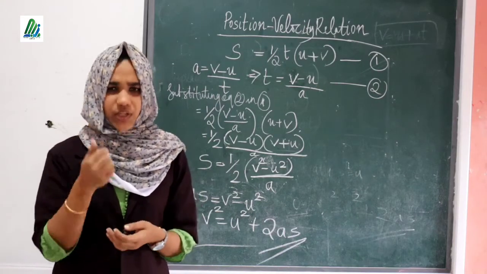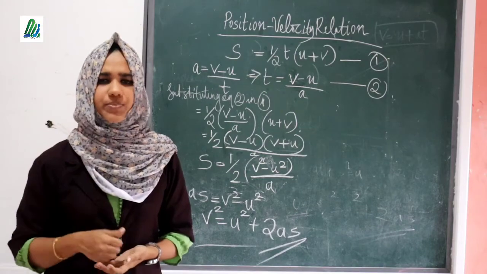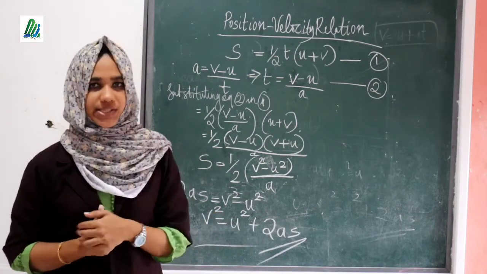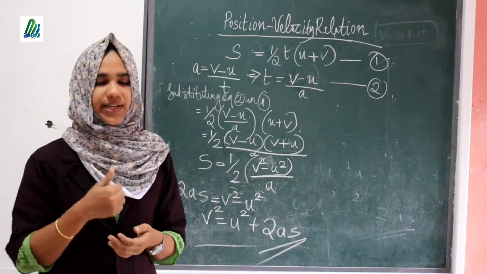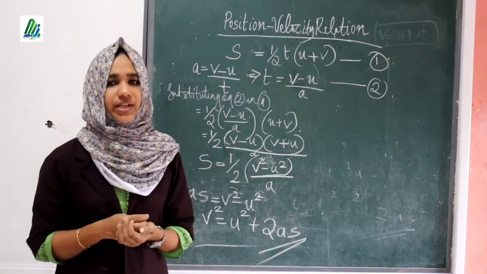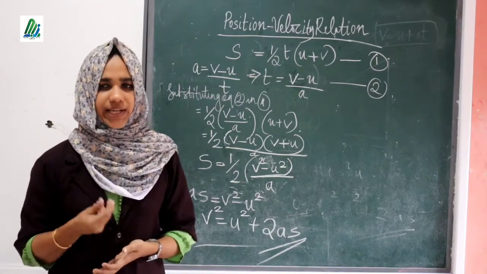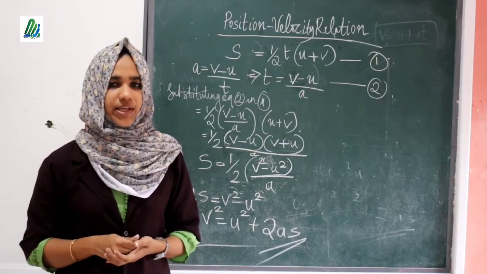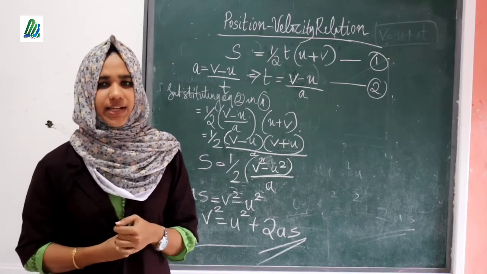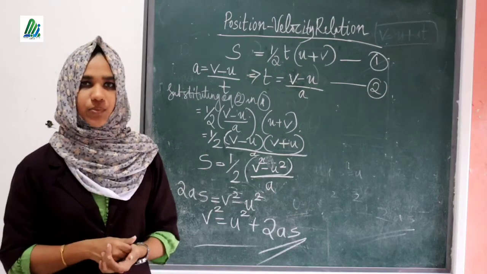This equation helps us calculate the final velocity of an object using u and s, even if the time taken is not mentioned. So we can easily find it with the help of this equation. Is it clear? This third equation is only applicable to uniformly accelerated motion.